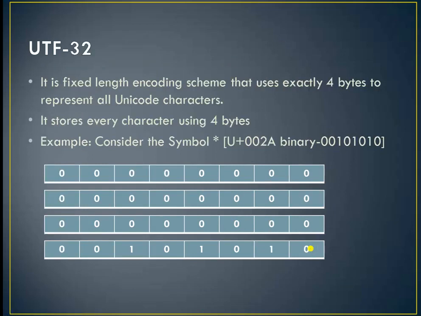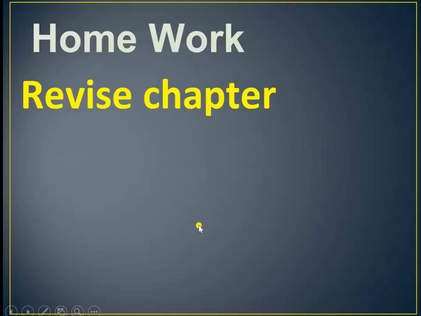So UTF-32 uses exactly 4 bytes to represent all the Unicode characters, and every character is using 4 bytes. Now you can see the symbol is this one, and you need to fill this code in 32-bit. So this is the value. So you have to first put the value from here, and then you will just write the empty bits in the remaining octets. Okay, this way you will fill UTF-32.